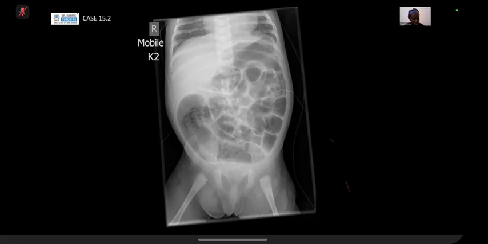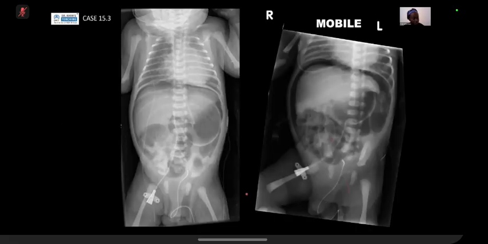And then this is the final one. So what do you see? In this one, I see there is marked free air, pneumoperitoneum. I see there are dilated small bowel loops with a Rigler sign seen on both sides. Okay, so you've seen 2 with pneumoperitoneum and 1 that's NEC or bowel obstruction, but no pneumoperitoneum.